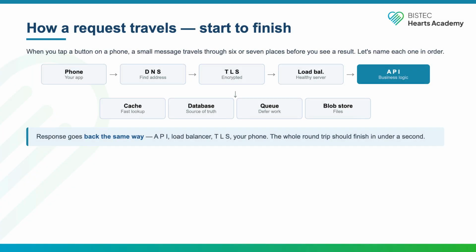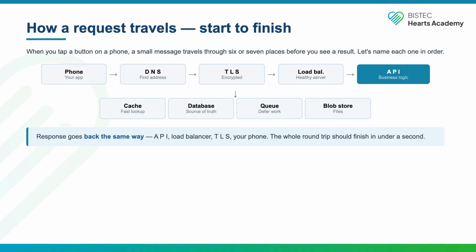Before we name each block, here is the journey. When you tap a button on your phone, a small message travels through 6 or 7 different places before you see anything new on screen. It starts on your phone in the app. The app forms a request, usually a small piece of JSON text plus some headers. It calls a service over the internet.